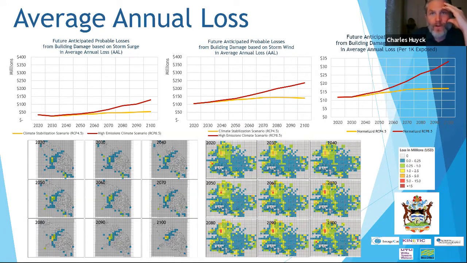And then in the middle one, you've got the wind, quite a bit more. And on the right, you have normalized by the exposure. Since you're taking exposure out of the equation, that's non-linear, but that's what you can use to set insurance rates. And then we produced tons of these maps to show where those losses would be for the various scenarios, which we put on a portal for them. And I can pass on to you guys.